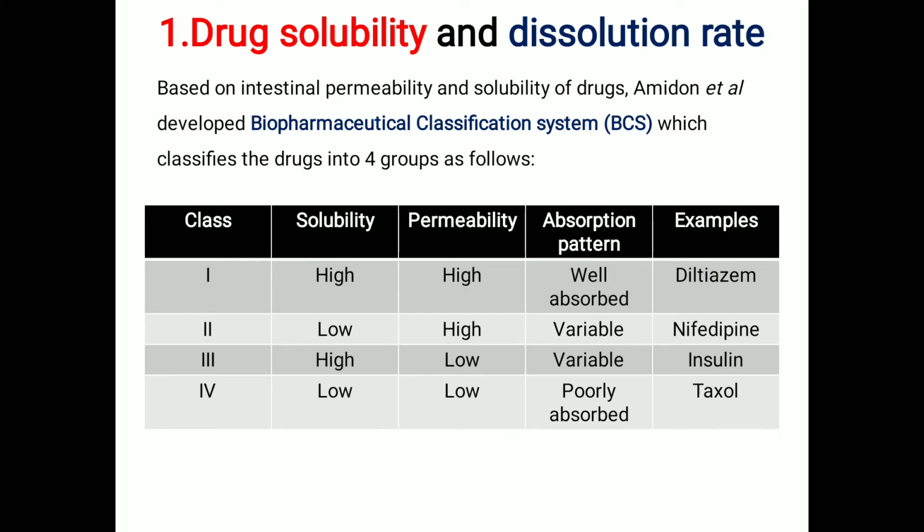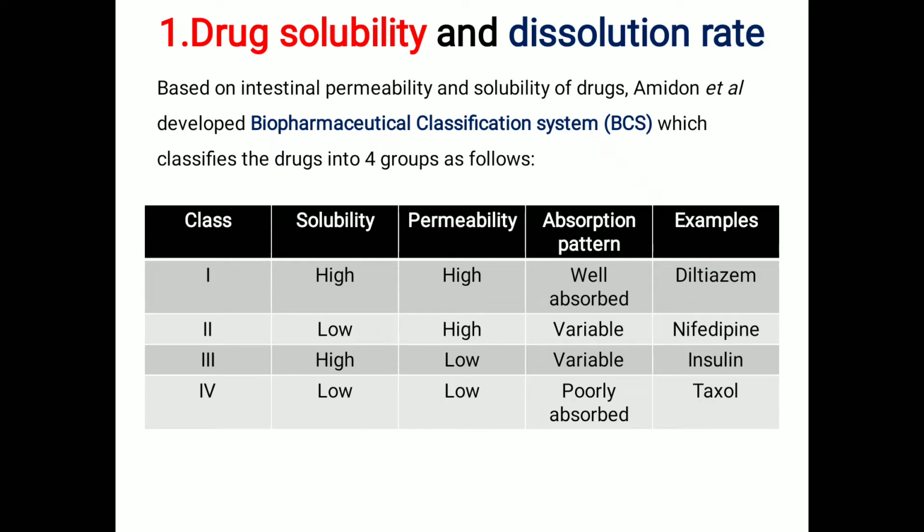So based upon this permeability and solubility of drug, Amidon and his colleagues developed a special system, that is BCS, the Biopharmaceutical Classification System, which classifies the drugs into 4 classes. Those are class 1, class 2, class 3 and class 4. Class 1 drugs have high solubility as well as high permeability. So there is no problem in absorption of the drug. These kind of drugs are well absorbed into the systemic circulation.